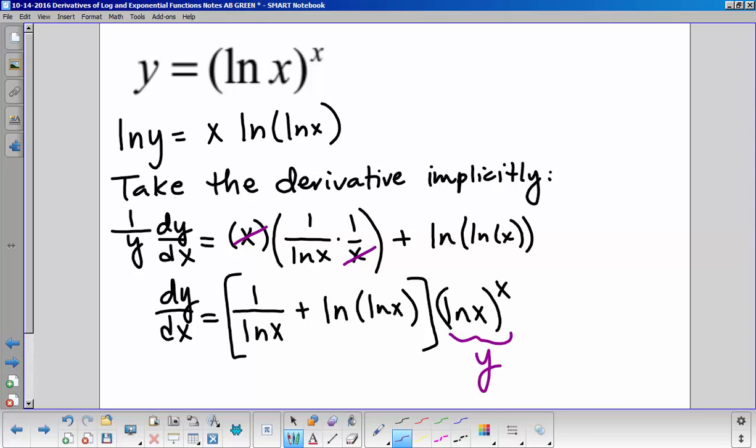When you do the product rule, it's first times derivative of second, plus second times derivative of first. And if it helps you to write, this is the first, this is the second. For the derivative of the second, you go 1 over this times the derivative of the inside, which is 1 over x.